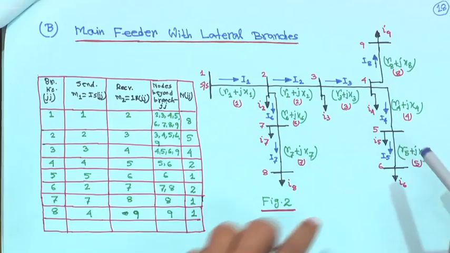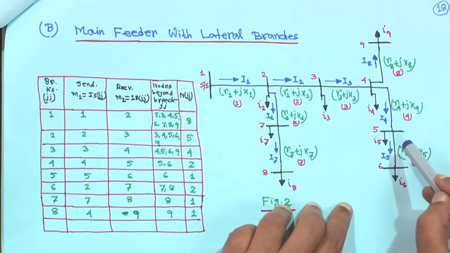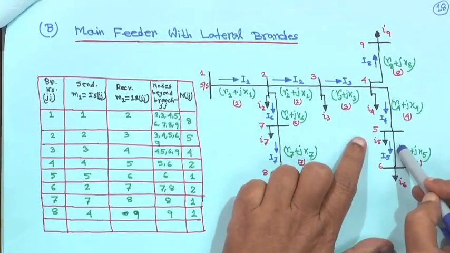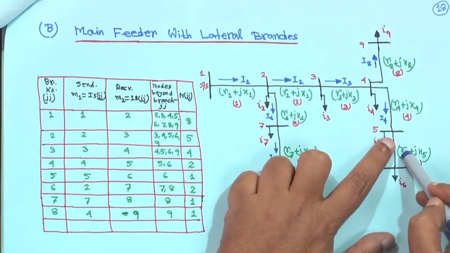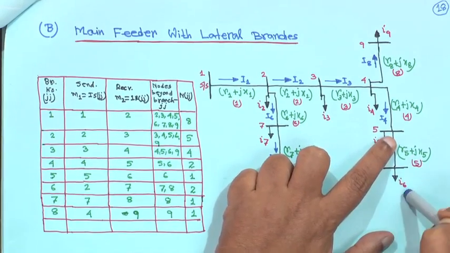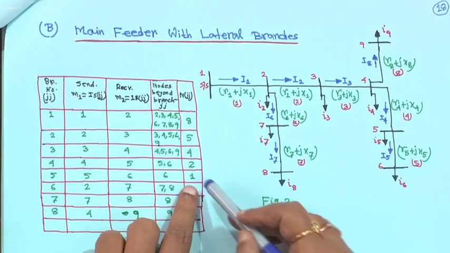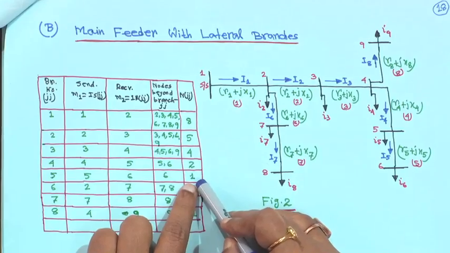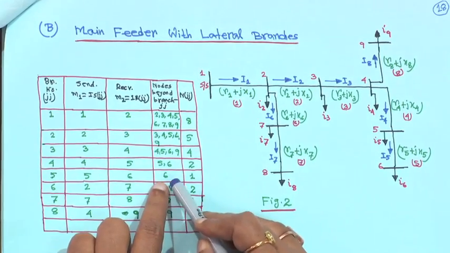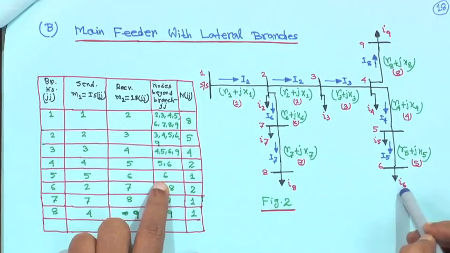Similarly, if you come to branch 5, this is the branch, beyond this branch only one node is there, that is 6. So, N5 is equal to 1, only one node, and which is that node? Node 6. So, this is node 6.